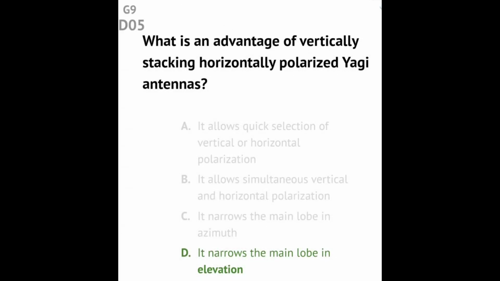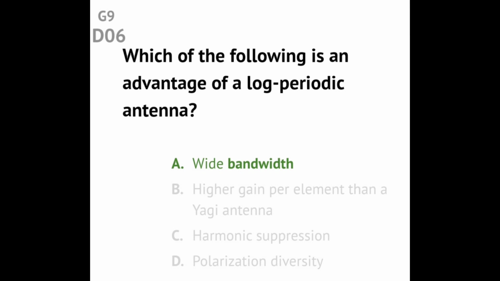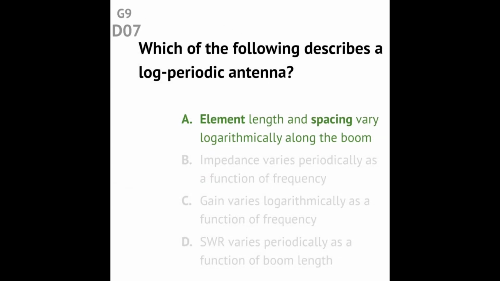Question G9D05. What is an advantage of vertically stacking horizontally polarized Yagi antennas? Answer: it narrows the main lobe in elevation. Question G9D06. Which of the following is an advantage of a log periodic antenna? Answer: wide bandwidth. Question G9D07. Which of the following describes a log periodic antenna? Answer: element length and spacing vary logarithmically along the boom.